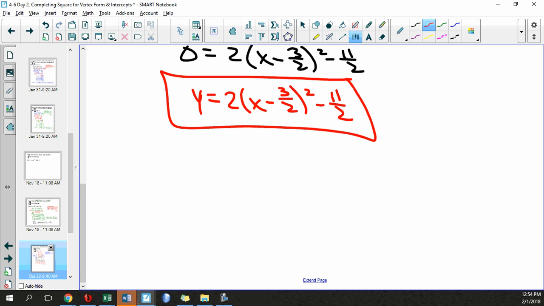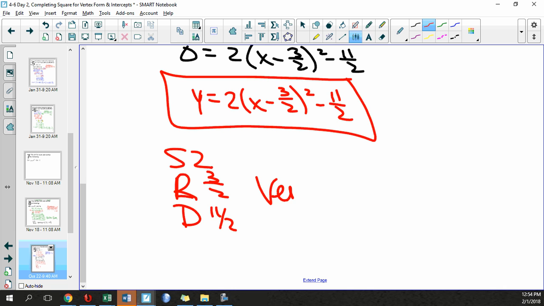What is happening to this function? It's stretched by 2. Right, 3 over 2. Down 11 over 2. So my vertex is what? Positive 3 over 2, negative 11 over 2.